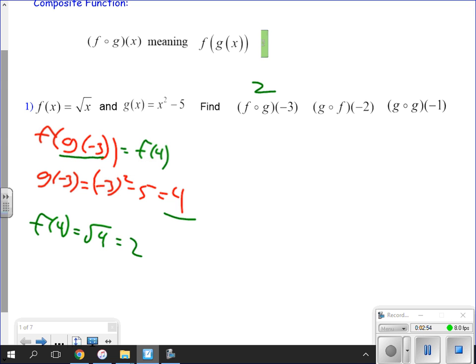That's a composite function, taking a function, sticking it inside another. Okay. Same thing, g composed of f of negative 2. g of f of negative 2. So I'm not finding g first and sticking it in f, I'm finding f and sticking it into g. The order in which you get them matters. First one is f composed of g, this is g composed of f. So what am I looking for here? I'm looking for g of f of negative 2.